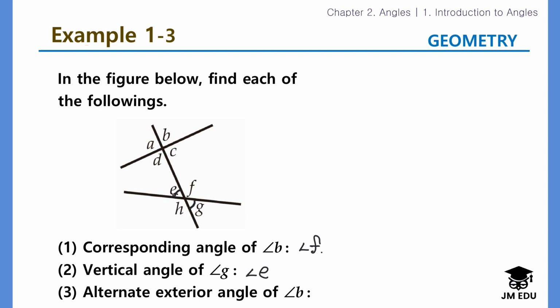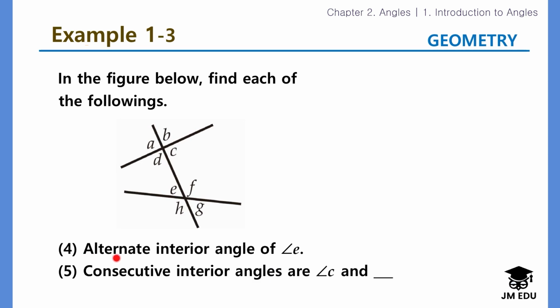Number 3, alternate exterior angle of angle B. Remember, alternate exterior angles are exterior angles formed on the opposite sides of the transversal, right? So this is our transversal. Here we have four exterior angles. So angle B is right here. Opposite sides of a transversal, that has to be angle H, right? So the answer is angle H.